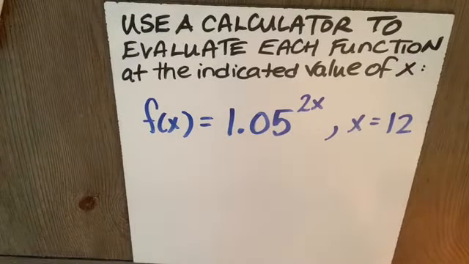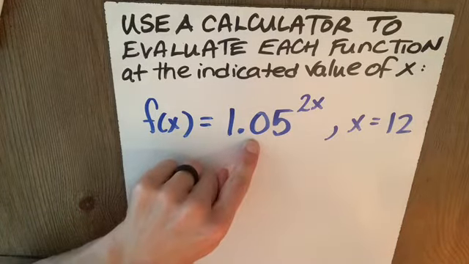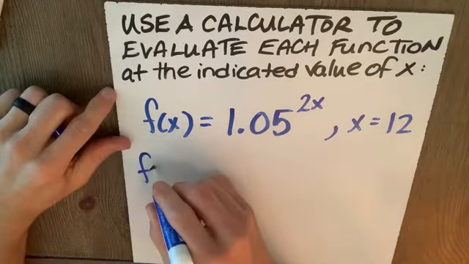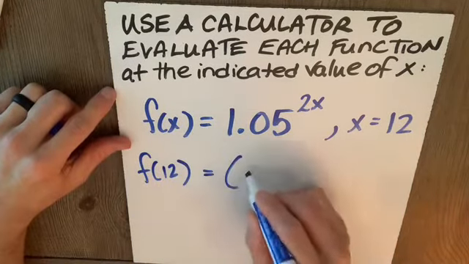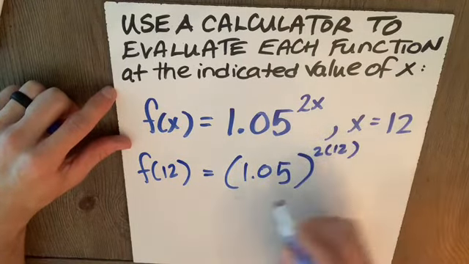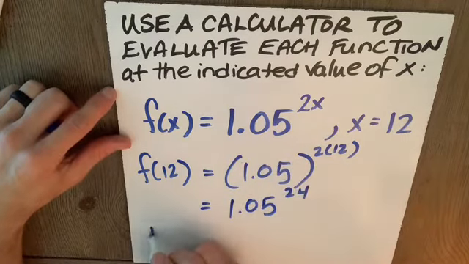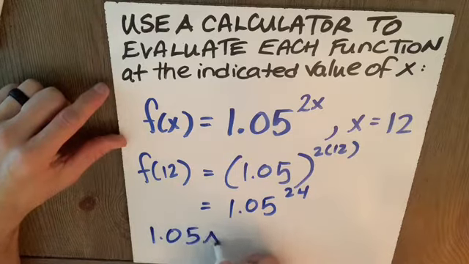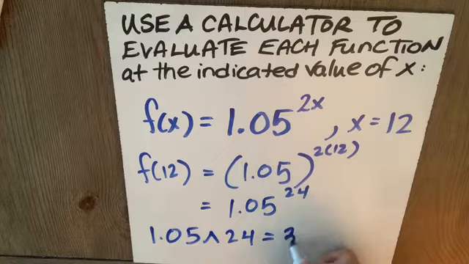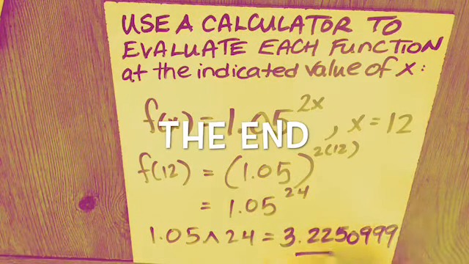f of x equals a base of 1.05. Well, as long as this is positive and not 1, we're good to go. Now our exponent is 2x. So f of 12 would be our base 1.05 to the 2 times 12, which is the equivalent of 1.05 to the 24th power. So when I put this in my calculator, I'm going to write it like this. And when I do, I'll get 3.2250999. And there's our answer.